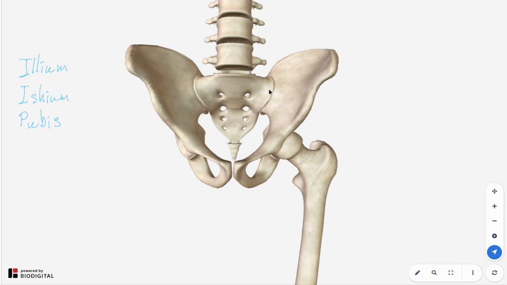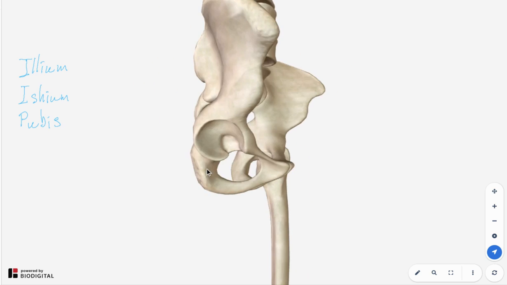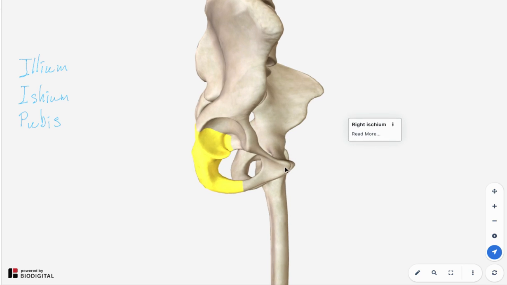So we have two hip bones, a right and a left hip bone, also called os coxae or innominate bones, or just pelvic bones or hip bones more commonly. And each pelvic bone or hip bone is composed of three parts. We have the ilium, which is the big part up top, and then the ischium, which is the part kind of toward the back. This is the ischium. And then the pubis is this other part of the bone up here on the anterior side.